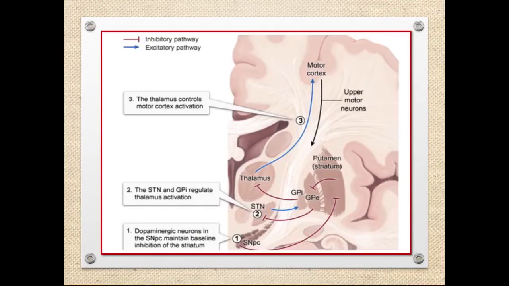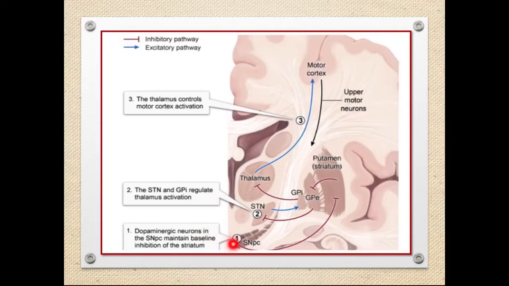This diagram shows very clear cut pathways of the connection from the basal ganglia to the ultimately movement. See, the first point is dopaminergic neuron in the substantia nigra pars compacta. It's written over here, dopaminergic neuron in the substantia nigra pars compacta. It maintains baseline inhibition of the striatum via D1 and D2. See, if it is acting via the D1, it is stimulating the excitative pathway. If it is acting via D2, it is inhibiting the inhibitory. So it maintains the balance.